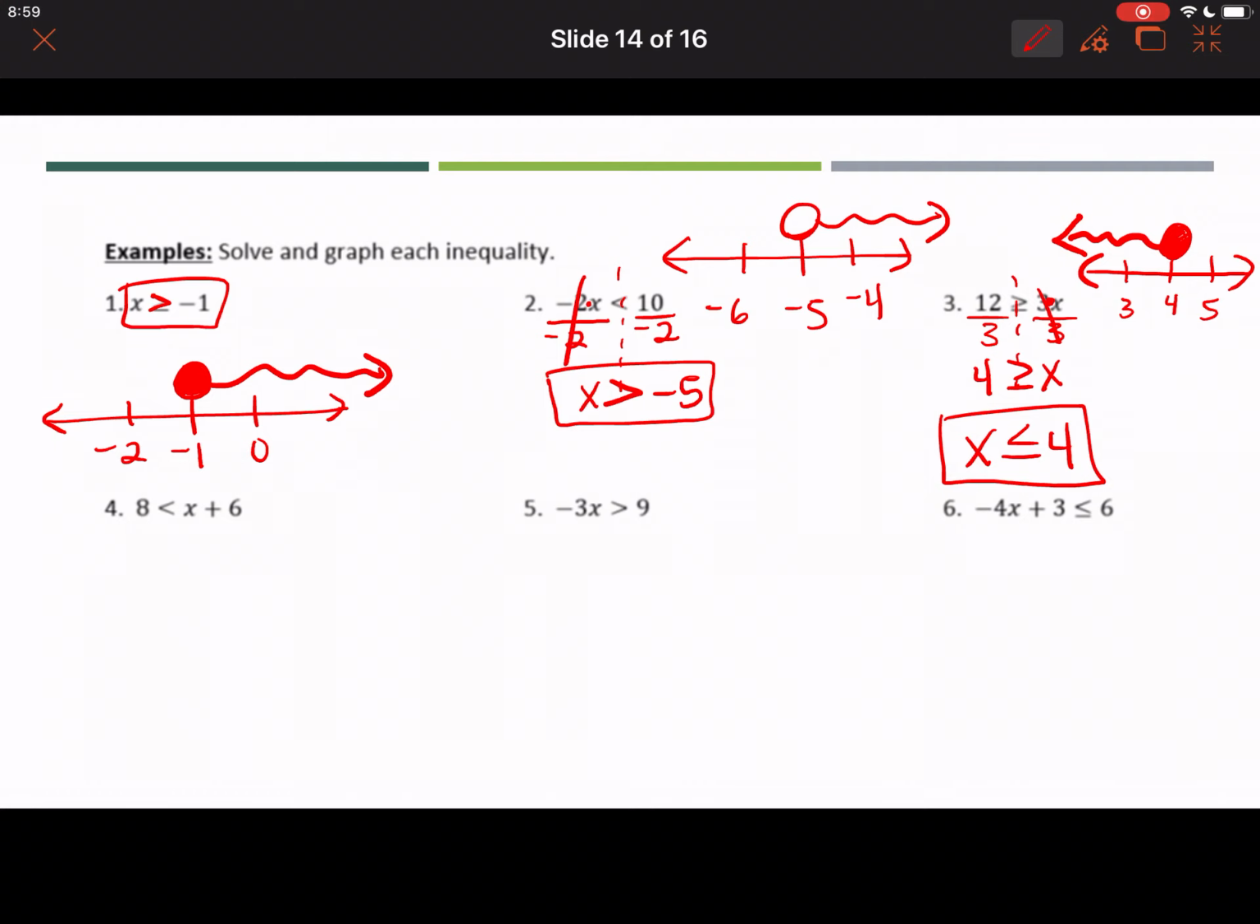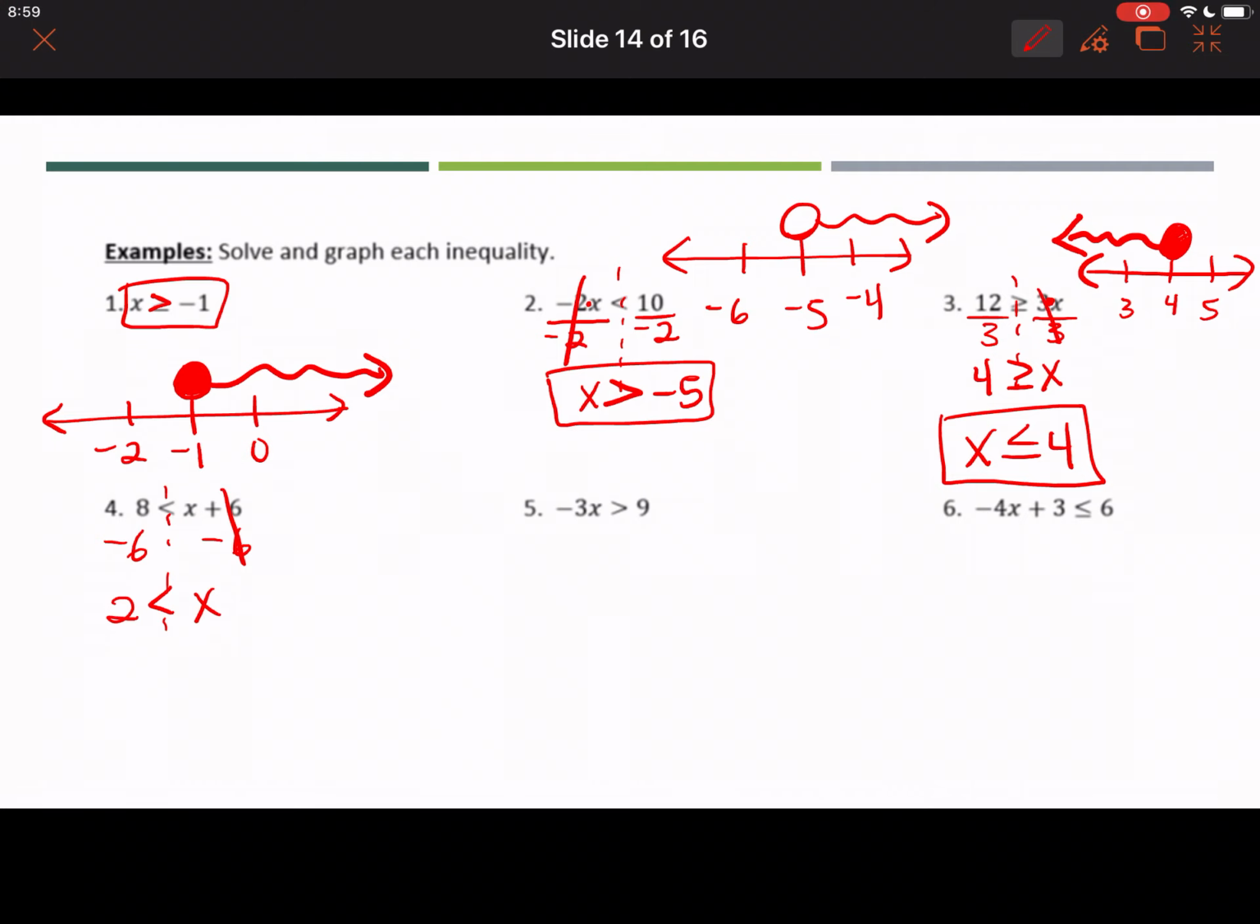All right, number 4. So I want to get x by itself. I have x plus 6. The inverse operation of addition is subtracting. I'm going to subtract 6. 6 minus 6 cancels out, gives me 0. 8 minus 6 is 2. So I have 2 is less than x.